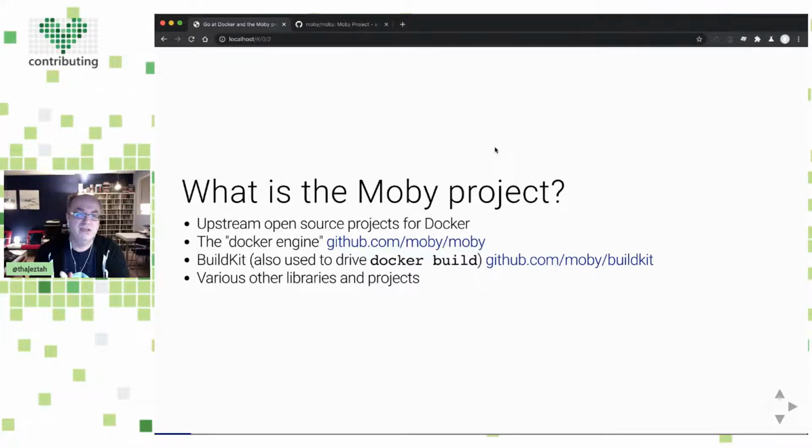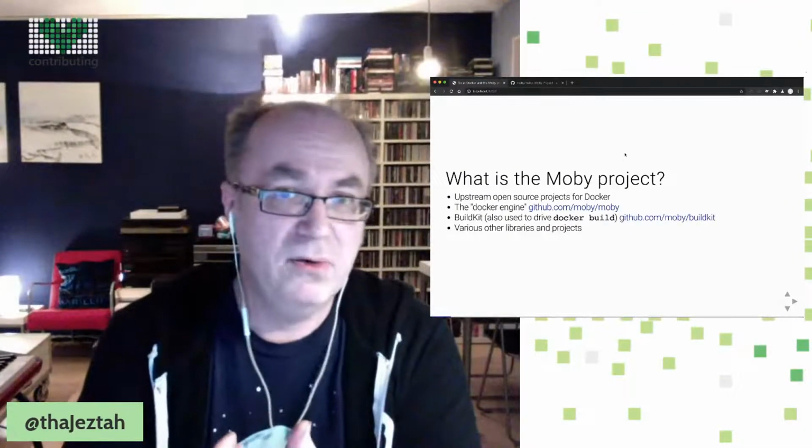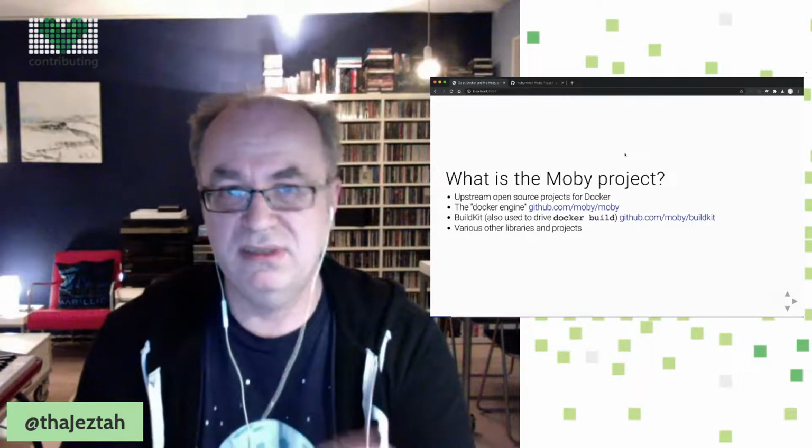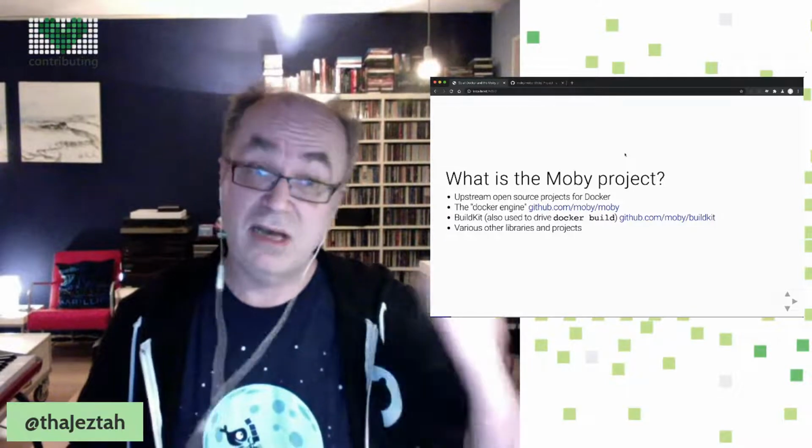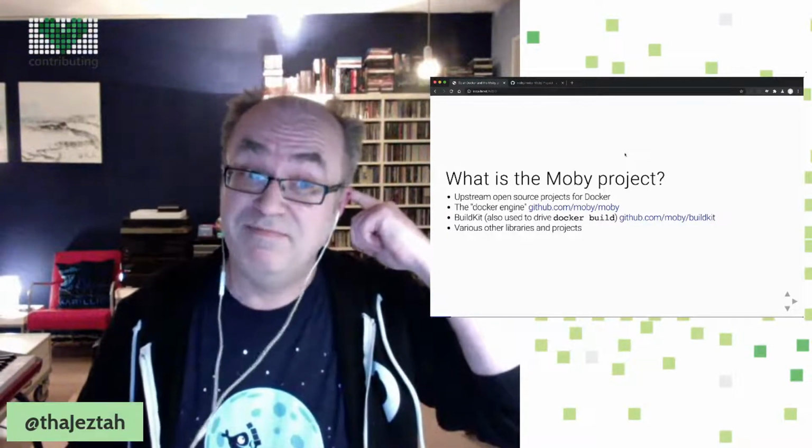Currently in the Moby project, there's a couple of projects. So we have the Docker engine, that's the Moby main repository. And there's also BuildKit in there. And that's the engine that is used when you run Docker builds to build your images. It can be either used standalone, but it's also used to drive Docker build itself. And there's a couple of libraries and other projects in there.